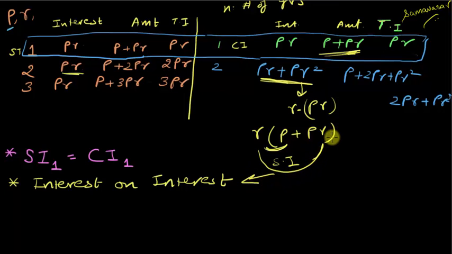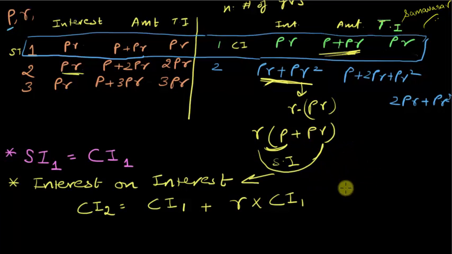So in the second year, the compound interest is equal to the compound interest on year 1 plus the interest on the compound interest of year 1. So this is R into PR, and if I go on to the third year also, it will be the same. Now I can generalize this and say the compound interest on any year n is equal to the compound interest on year n minus 1 plus the interest earned on this compound interest of n minus 1.